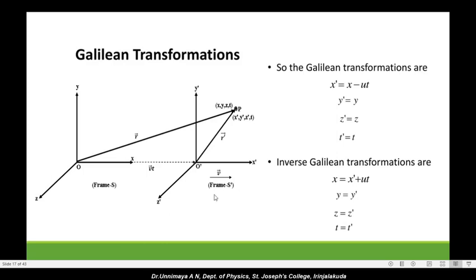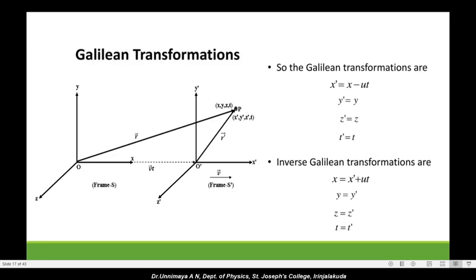For a particle having coordinates x, y, z, t in the S frame and x prime, y prime, z prime, t in the S prime frame, the Galilean transformation equation is x prime is equal to x minus ut. Here v is just replaced with u. The previous equations and these equations are the same; they just mention that v is replaced with u. So x prime is equal to x minus ut.